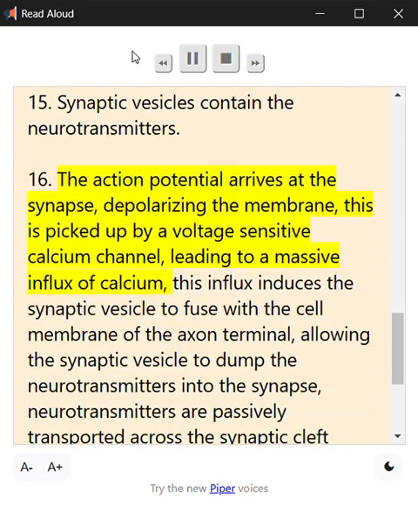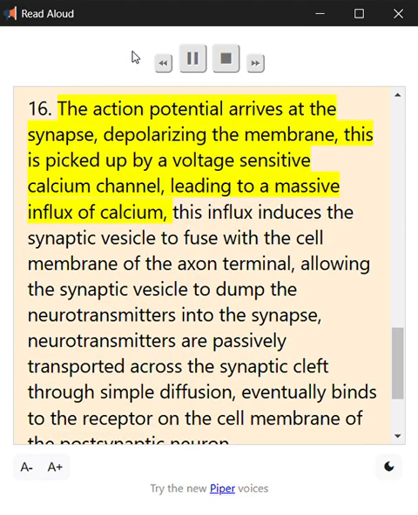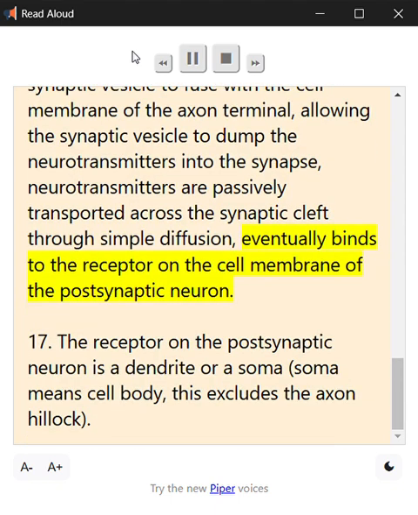16. The action potential arrives at the synapse, depolarizing the membrane. This is picked up by a voltage-sensitive calcium channel, leading to a massive influx of calcium. This influx induces the synaptic vesicle to fuse with the cell membrane of the axon terminal, allowing the synaptic vesicle to dump the neurotransmitters into the synapse. Neurotransmitters are passively transported across the synaptic cleft through simple diffusion. Eventually binds to the receptor on the cell membrane of the postsynaptic neuron.